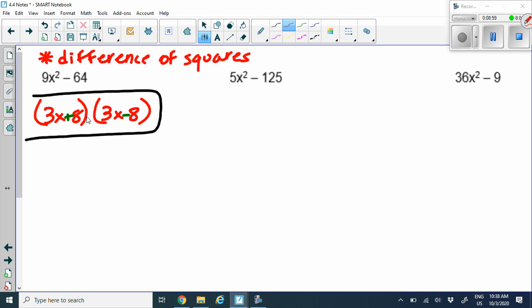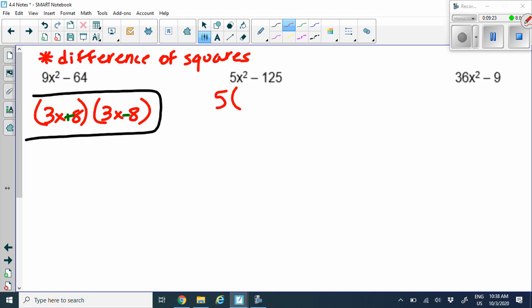Now let's look at 5x squared minus 125. Do these two terms have something in common? Let's think about the number. Yeah, both of them have a 5 in common, so I'm going to go ahead and take a 5 out. Now, do they have a variable in common? No, because only one term has an x. So I'm going to rewrite this. Don't forget, if they do have something in common, you have to rewrite, then you can factor.